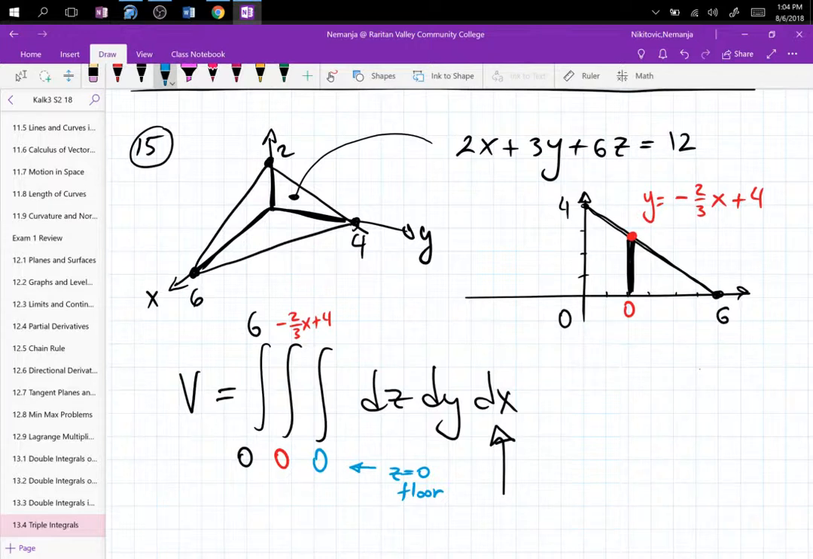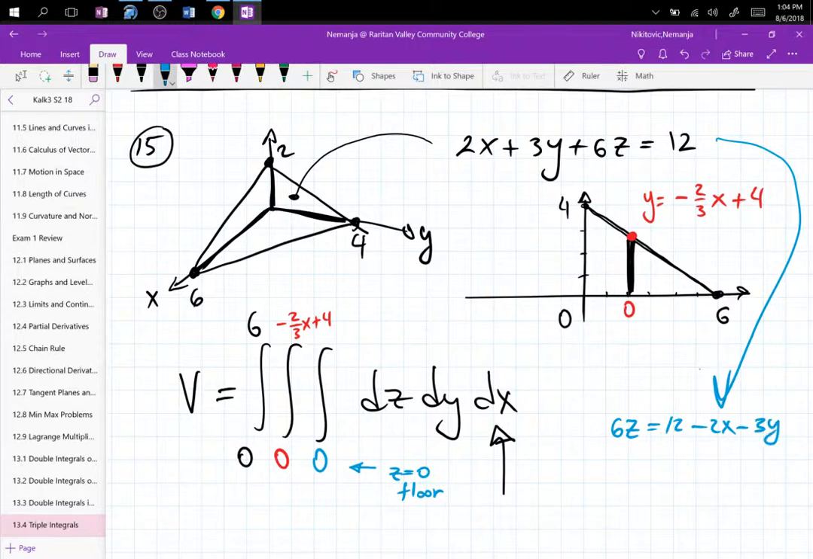Now the top is going to be our equation solved for z. So now I have to take this equation of the plane and say 6z is equal to 12 minus 2x minus 3y. Divide by 6 everywhere. Z is equal to 2 minus 1/3 x minus 1/2 y. And this is my upper limit. So now the entire object is bounded.